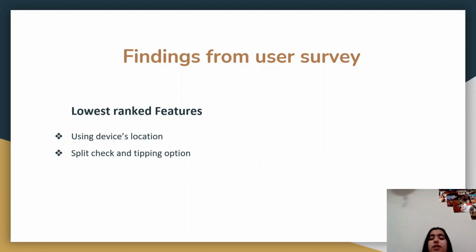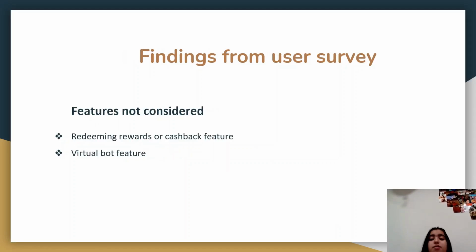The lowest ranked feature was using device location for searching of maps. Second, the split check and tipping option was the least ranked feature. Features not considered were the redeem rewards or cashback feature and the virtual booth feature.